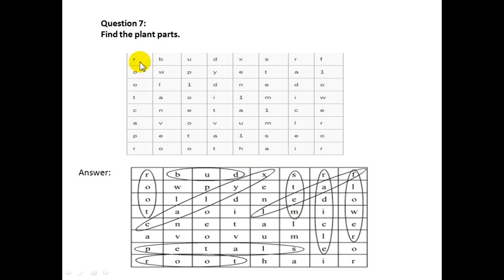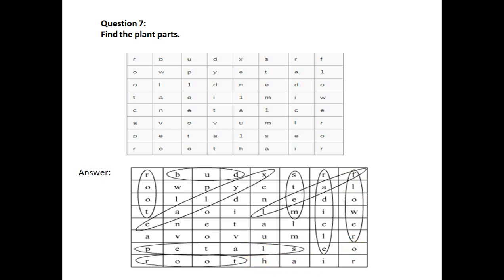Few examples have been given here. Root. Okay, answers are all given, but you can see root here, calyx here, bud, petals, root, leaf, stem, radicle, flower. These all are the parts of the plant.